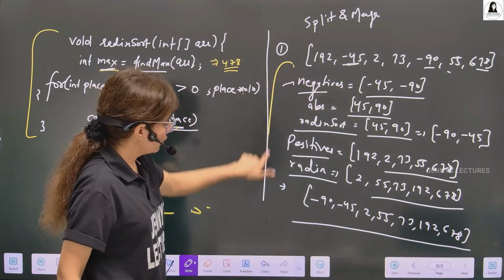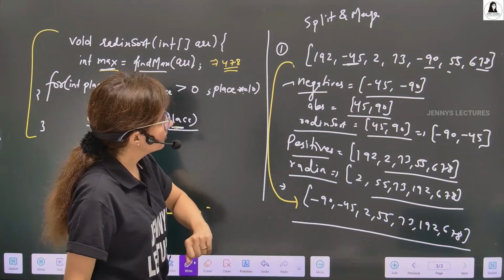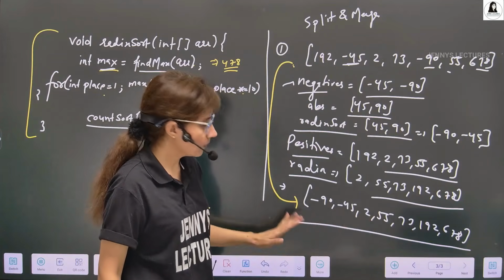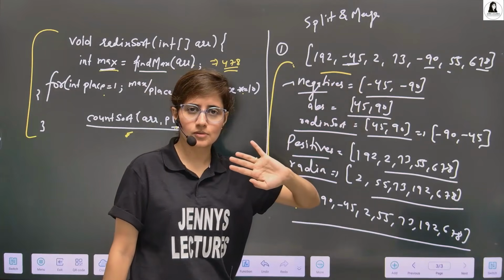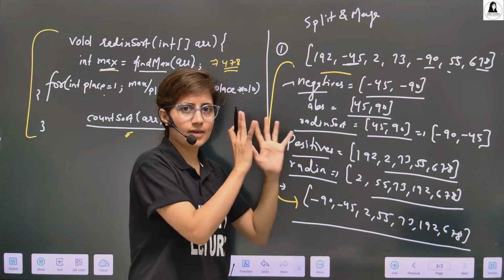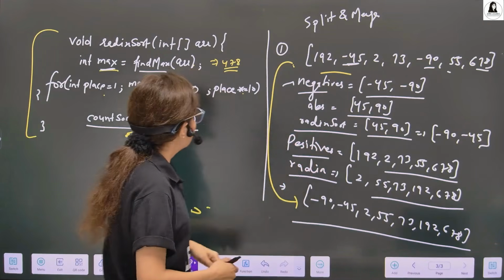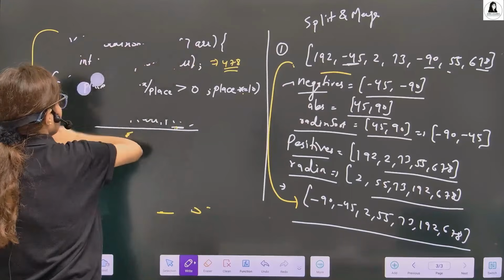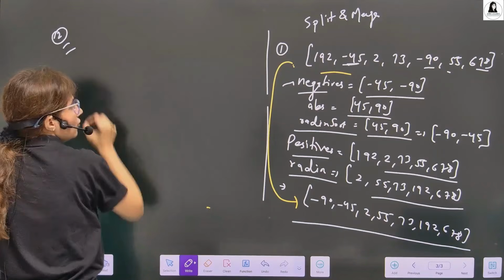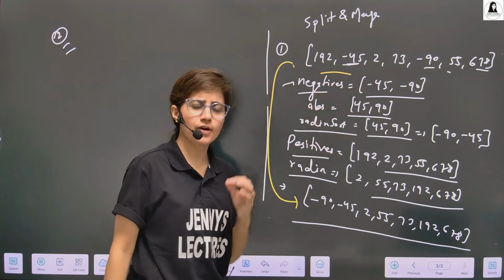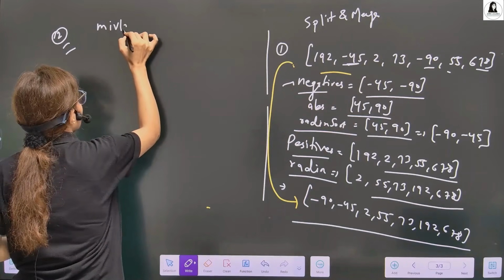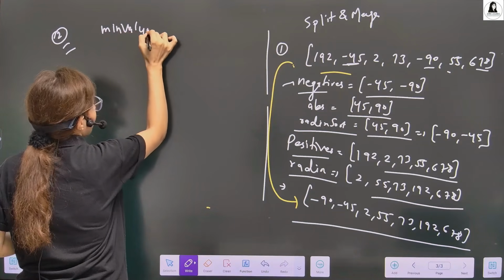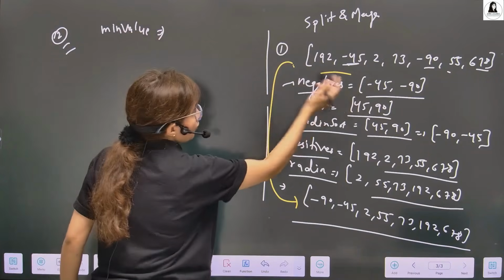And that's the sorting you will get here in ascending order. This is one approach if you want to deal with negative numbers, because the standard radix sort will not work directly here. The second approach: suppose this array is given, find out the minimum value. The minimum value from this is, we know, minus 90.